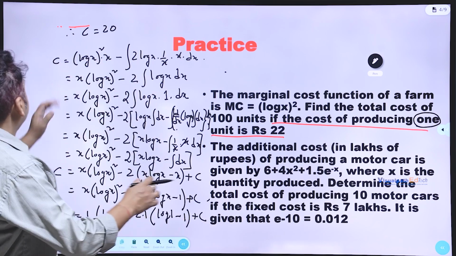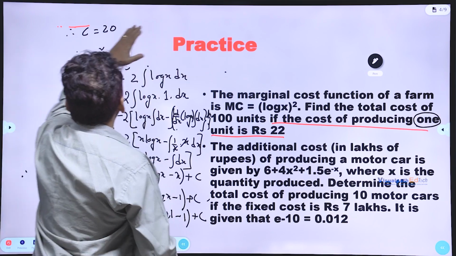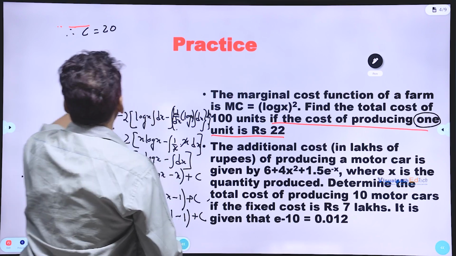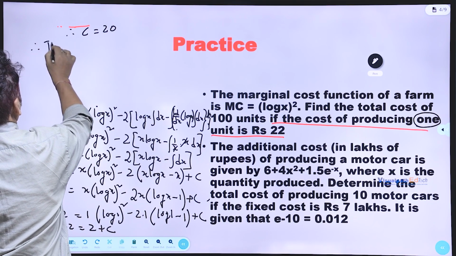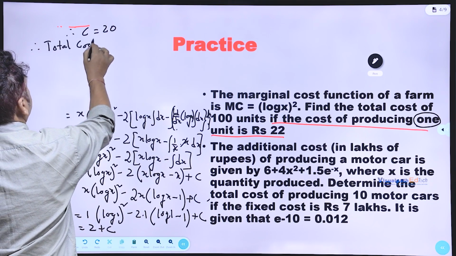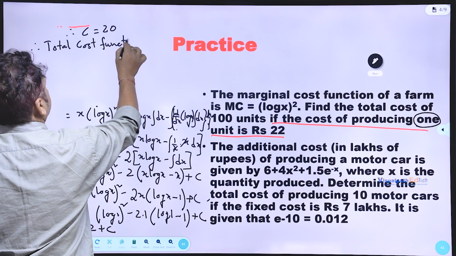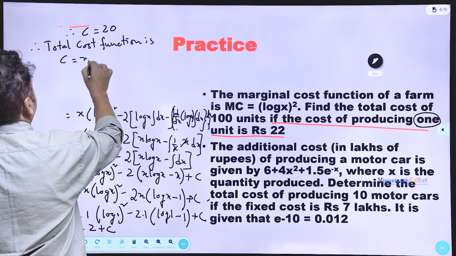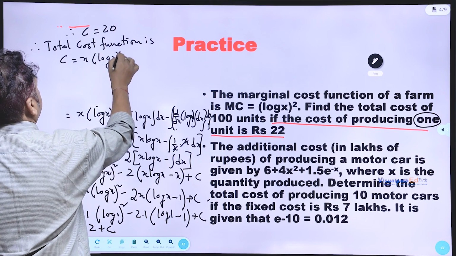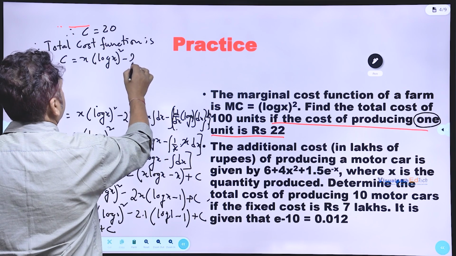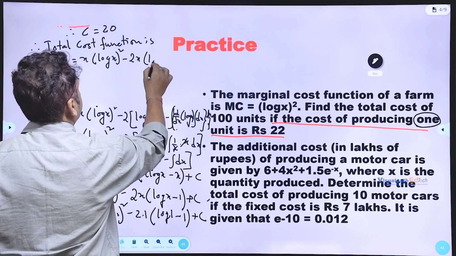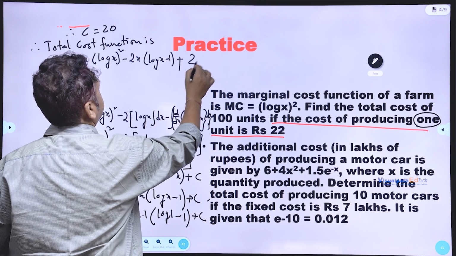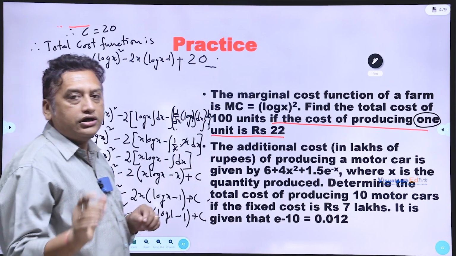Now what we can do is, we can say therefore the total cost function is given by C is equal to x log x whole square, then minus 2x into log x minus 1, plus, in place of C, we will write 20. This is our total cost function.